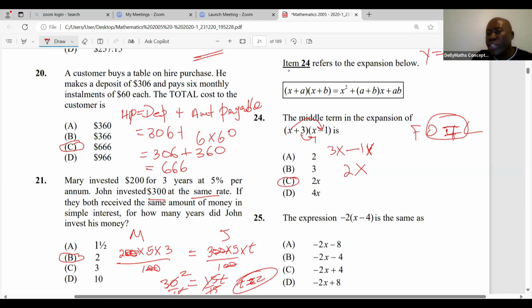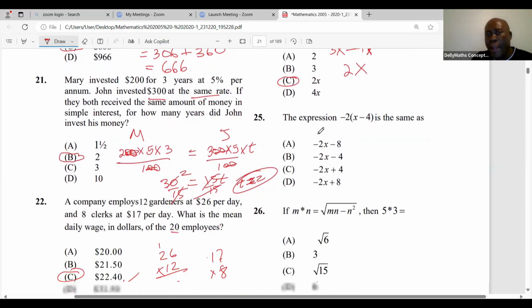Why didn't I work out everything? Because the question specifically says the middle term, so you want to focus on the term in the middle, which is right here. This is what we're focusing on right there. So I never needed to work out the other things, all right?